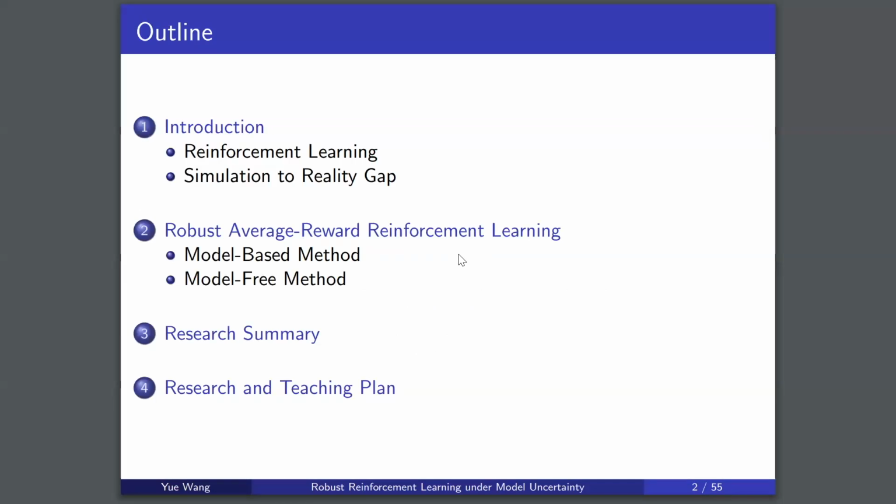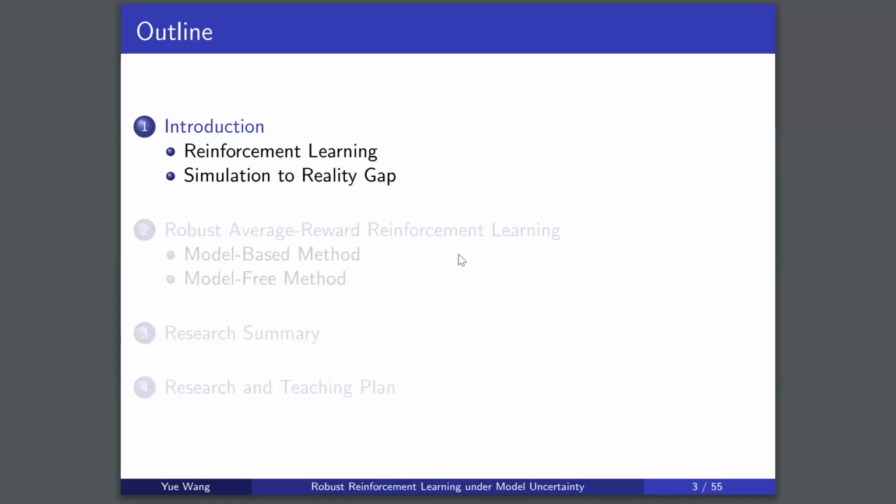So in this talk, I will first give a brief introduction on reinforcement learning and the simulation to reality gap. And then I will talk about our research work on robust average reward reinforcement learning. And then I will give a brief summary of my research projects during my PhD period. And then I will talk about my research and teaching plan. So let's first start with reinforcement learning.